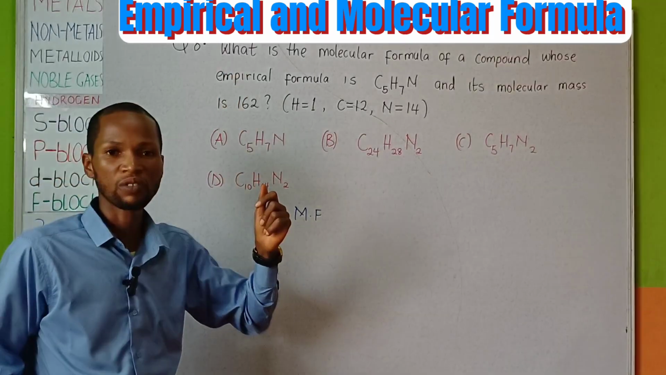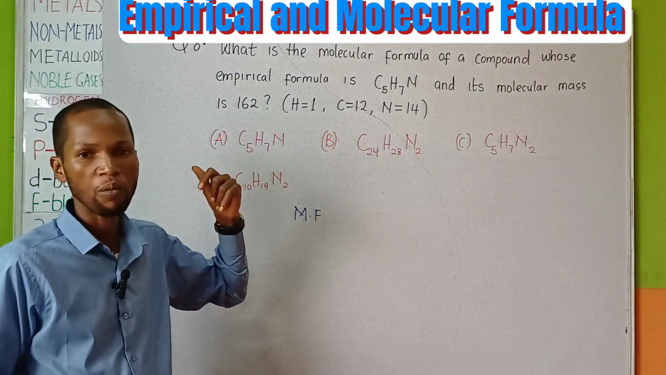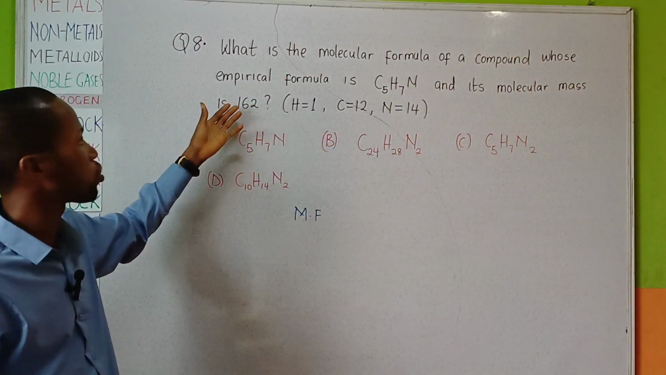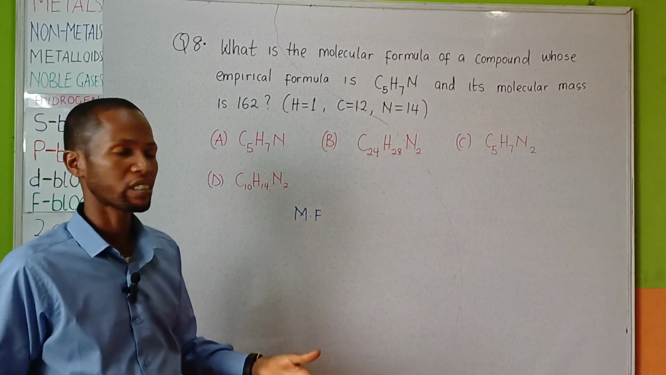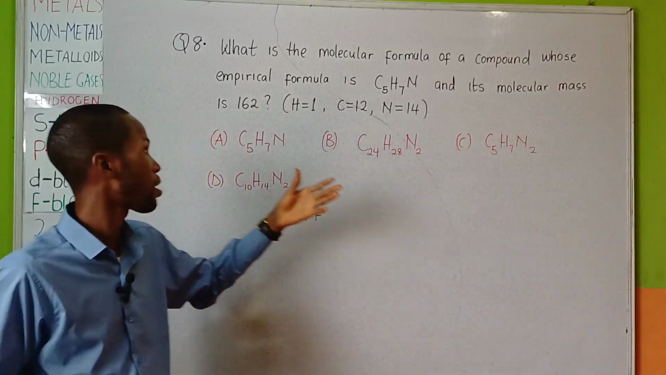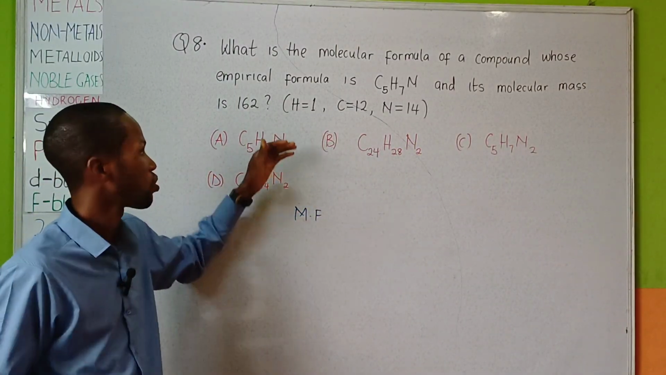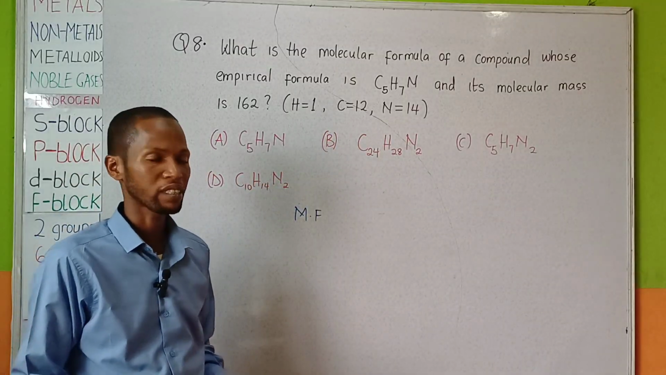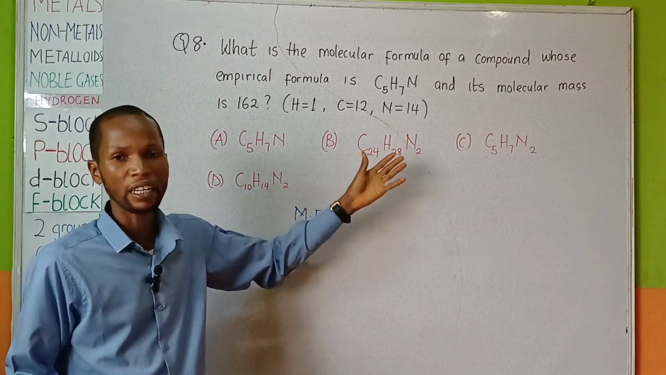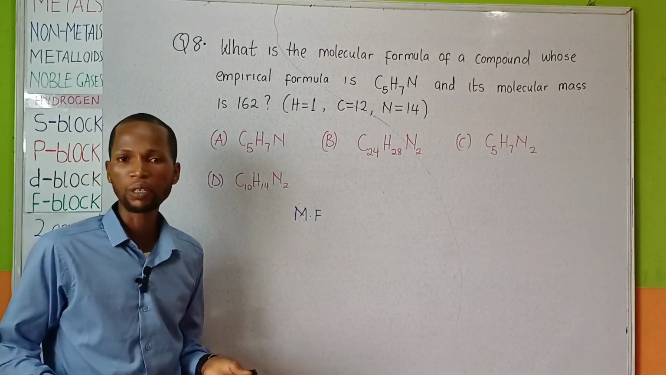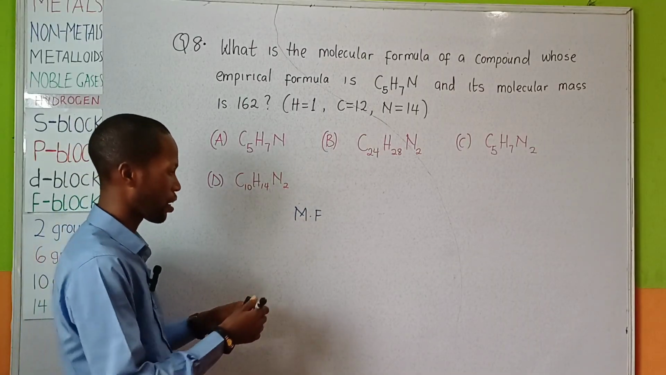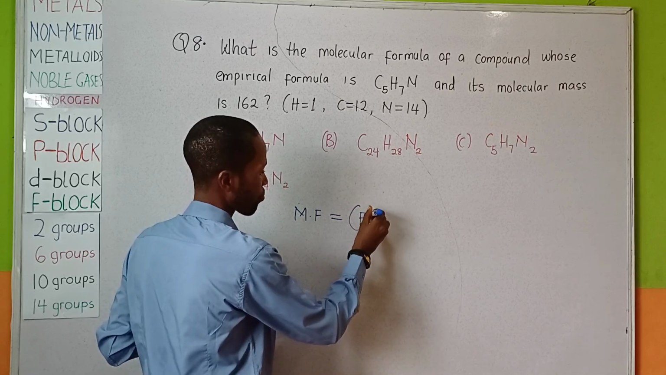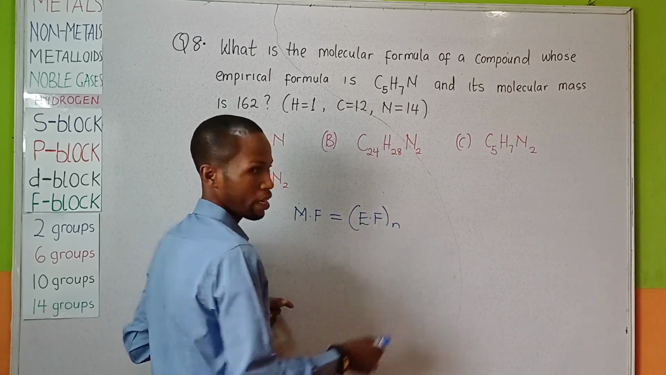This is an extract from empirical and molecular formula calculation. What is the molecular formula of a compound whose empirical formula is C5H7N and its molecular mass is 162? We have the atomic masses of the elements that make up the compound right there. And here are the options A to D. The relationship between molecular formula and empirical formula can be expressed as molecular formula equals empirical formula times N.